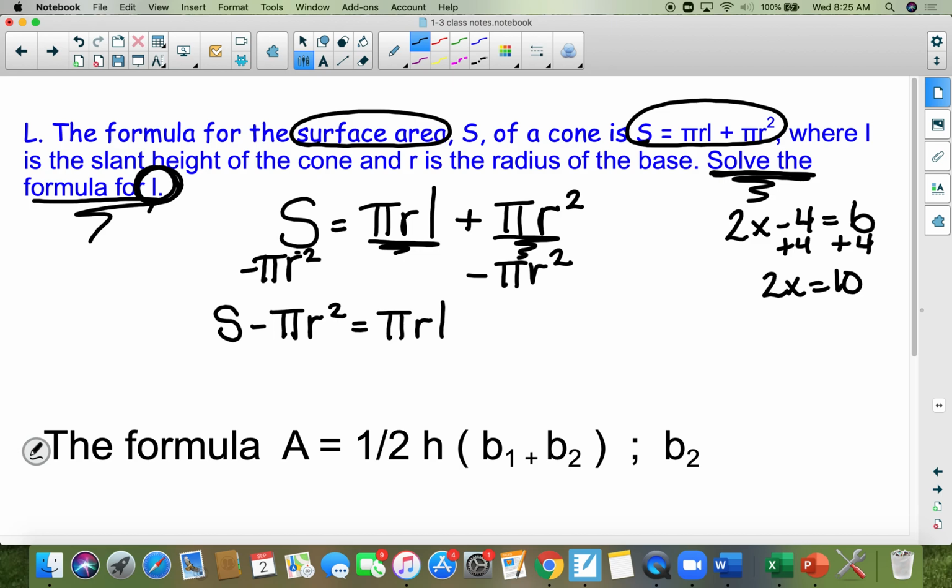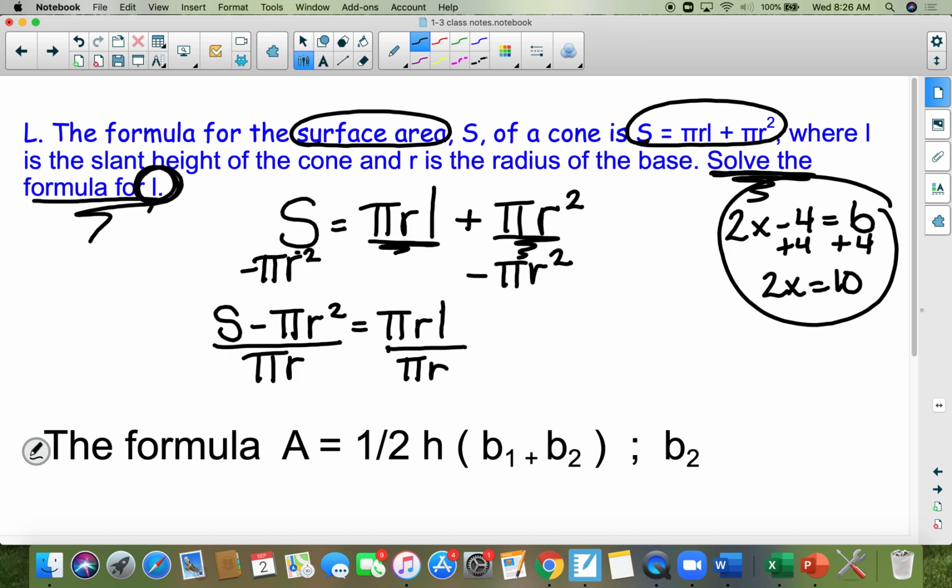How do you get L alone? Just like over here, we solve for x. How did you get x alone? By dividing by 2. How do you get L alone? Divide both sides by pi r. This goes away, and right there, I got L alone. You can rearrange formulas depending on what they ask you for, and this is really important in higher level math classes, to rearrange your formulas for the letter or variable that they ask you to solve for.